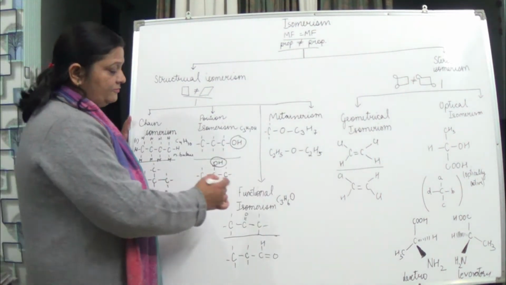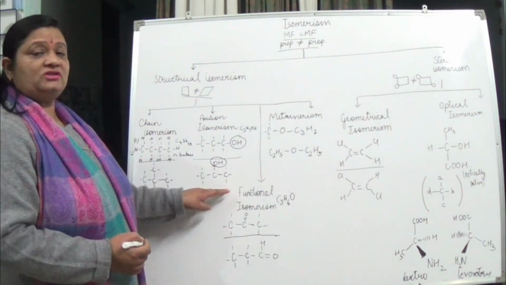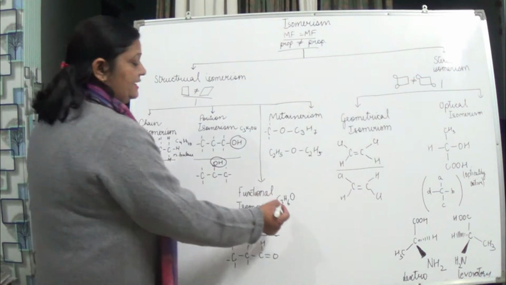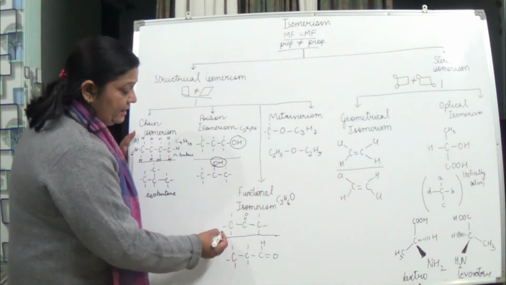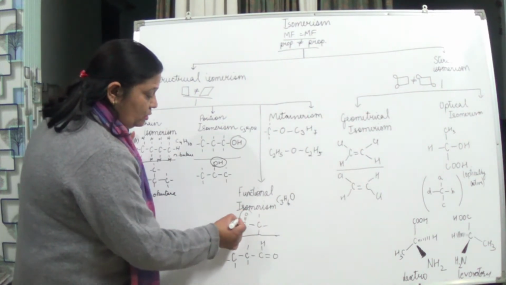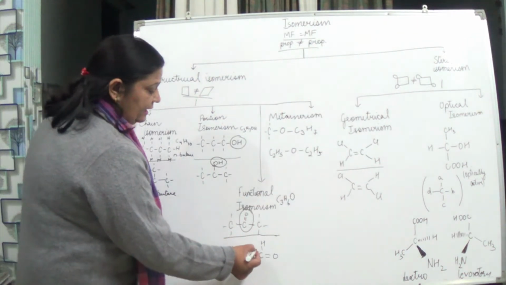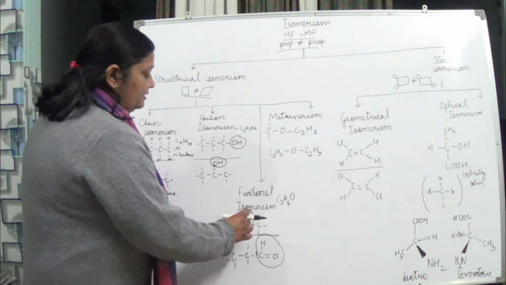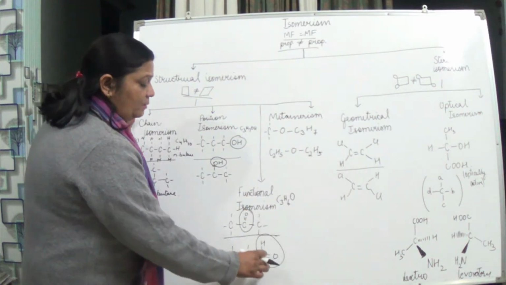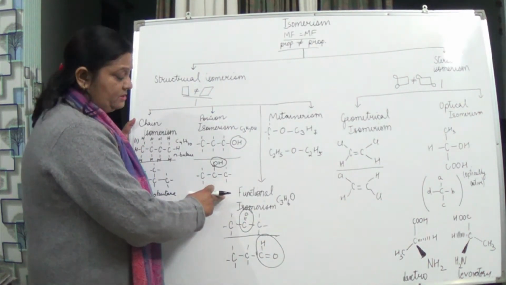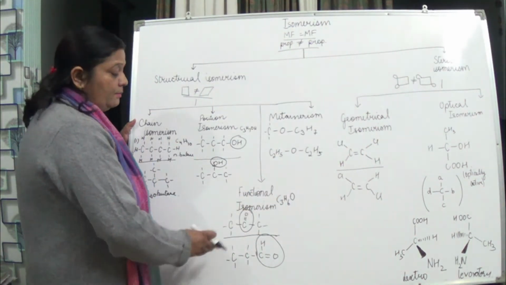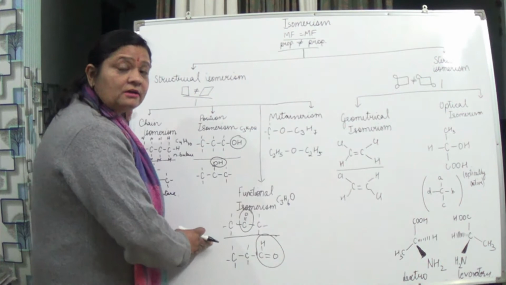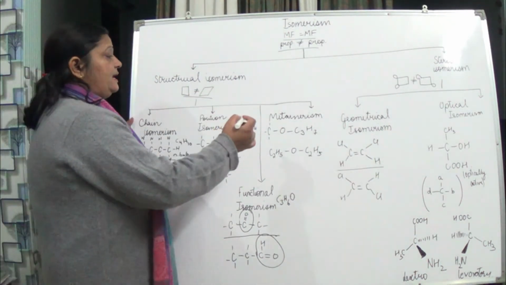Now coming to functional isomerism. When I say functional, it means there will be a difference in the functional group. Taking the example C3H6O, it can be arranged in this form where we see a ketone group, and it can also be arranged in a form in which we see the aldehyde group. So there is a difference in the functional group, thereby it results in functional isomerism. The molecular formula is similar, but the different functional groups formed from the same molecular formula give them different properties. Now the next is metamerism.